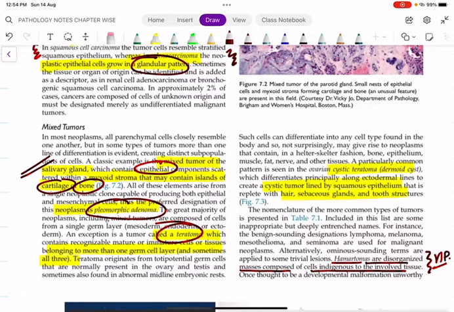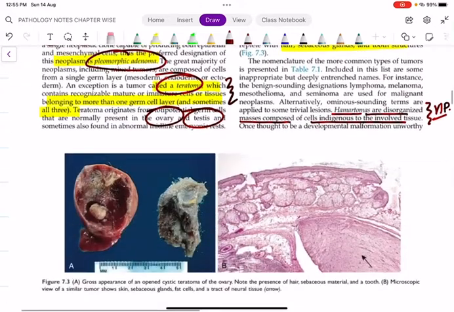In teratoma we can see more than one germ layer, or in most cases you can see all the germ layers. Teratomas are characteristically present in the ovary and the testis, and they originate from the pluripotent germ cells or the primordial germ cells. They are totipotent. They can give rise to all three germ layers.